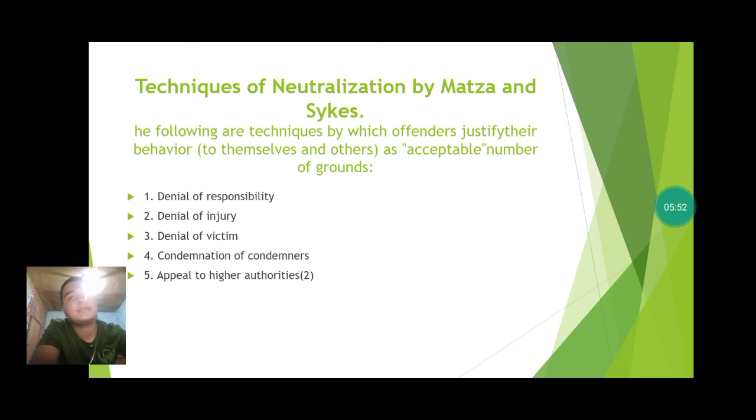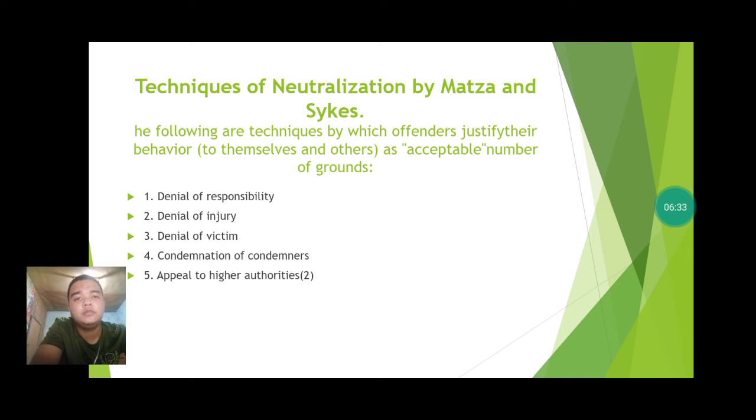So next are the techniques of neutralization by Matza and Sykes. The following are techniques by which offenders justify behavior to themselves and others as acceptable on certain grounds. There are five. First is denial of responsibility, second is denial of injury, third is denial of victim, fourth is condemnation of the condemners, and lastly, number five is appeal to higher loyalties. So those are the five grounds.